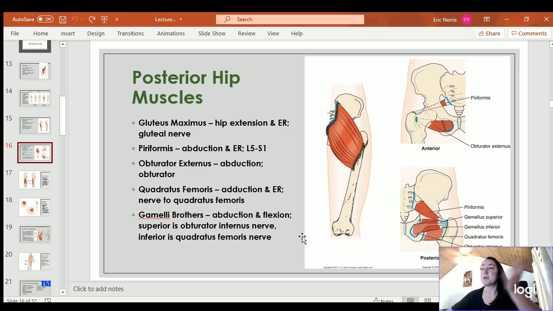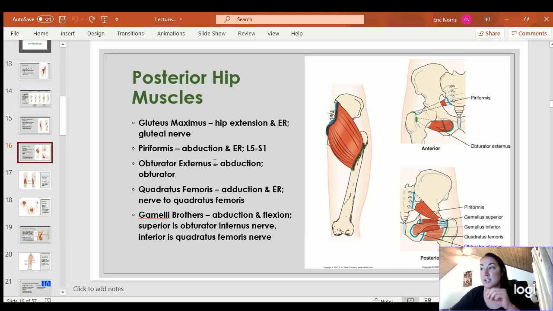And so the way that I remember the Gemelli brothers: the gemellus superior thought he was better. He wanted to be in the inside group, so obturator internus is the nerve he chose. Gemellus inferior has the quadratus femoris nerve, which is the same one quadratus femoris had. Now I've forgotten how I remembered it. The superior wants to be on the inside, so obturator internus. And then inferior gemellus, quadratus femoris.